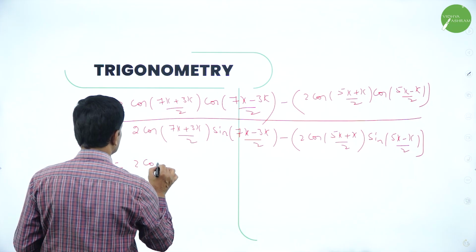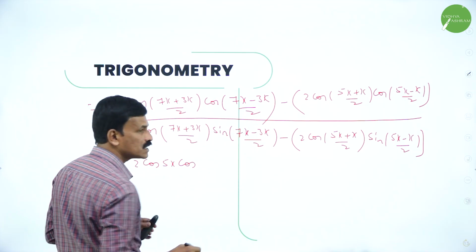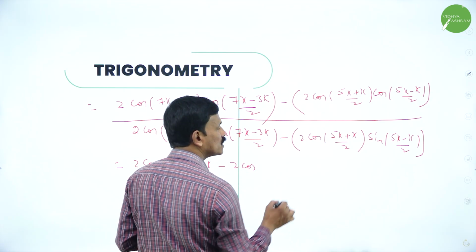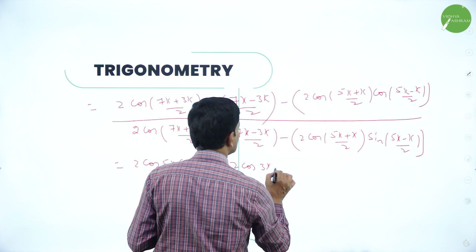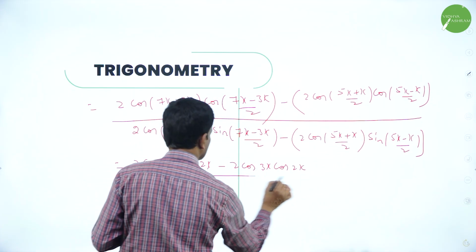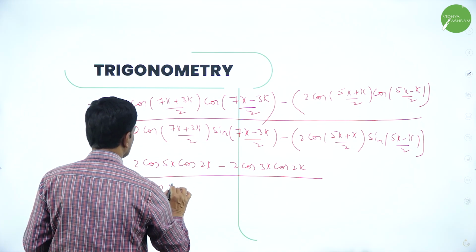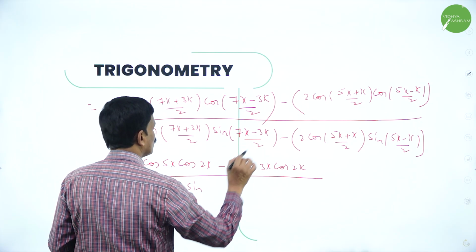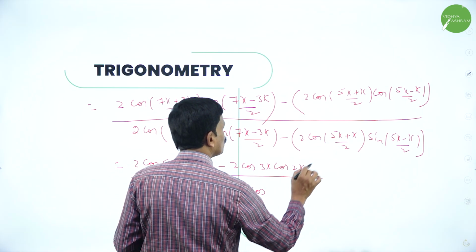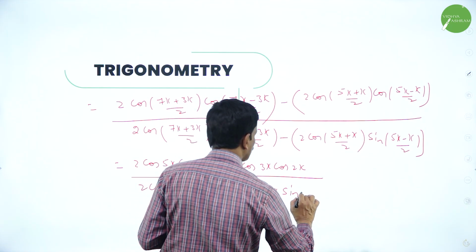Now after substituting the values in the formula, just simplify. So here this is 2 times cos of (7 plus 3 is 10, 10 by 2 is) 5x into cos of (7 minus 3 is 4, 4 by 2 is) 2x, minus 2 cos of (7 plus 1 is 8... 6 by 2 is) 3x into cos of (5 minus 1 is 4, divided by 2 is) 2x, divided by, in the denominator, 2 cos of 5x into sin of (7 minus 3 is 4 by 2 is) 2x, minus 2 times cos 3x into sin of (5 minus 1 is 4 by 2 is) 2x.